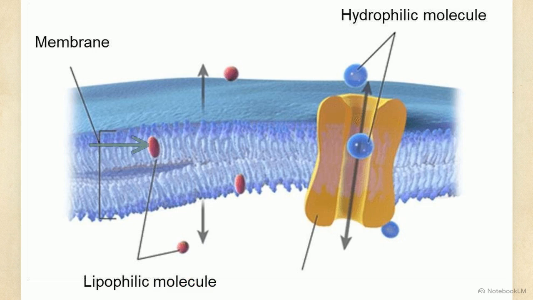Passive entry requires an unionized neutral state. If charged, it's repelled by the oily hydrophobic core. Contrast that with the blue spheres, representing hydrophilic or highly ionized molecules. These charged molecules are repelled by the lipid bilayer. They are entirely dependent on carrier proteins and active transport mechanisms to be pulled across the barrier.